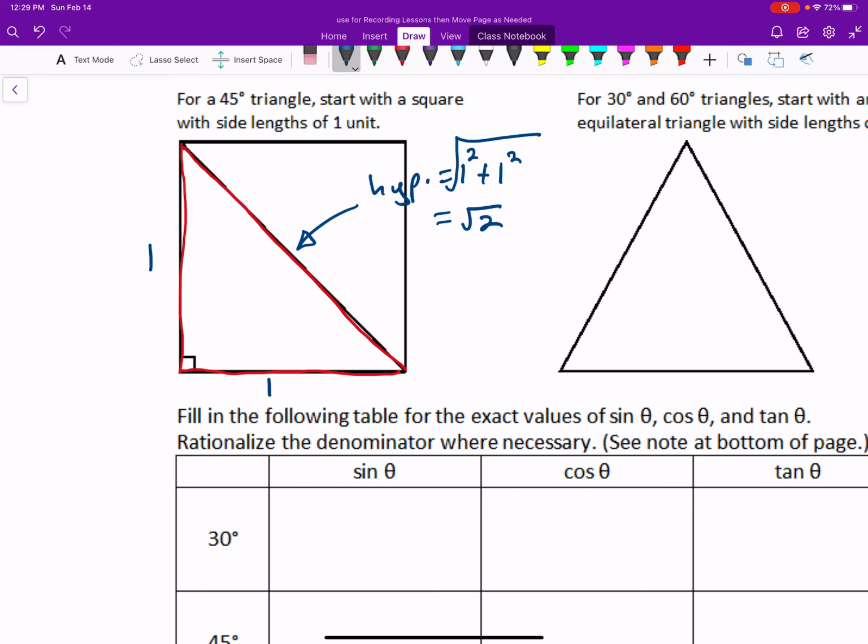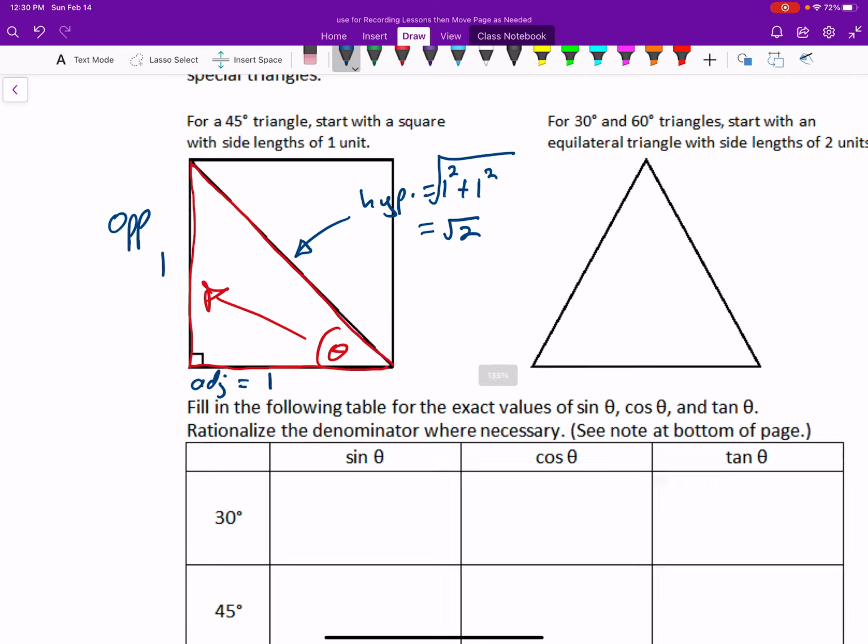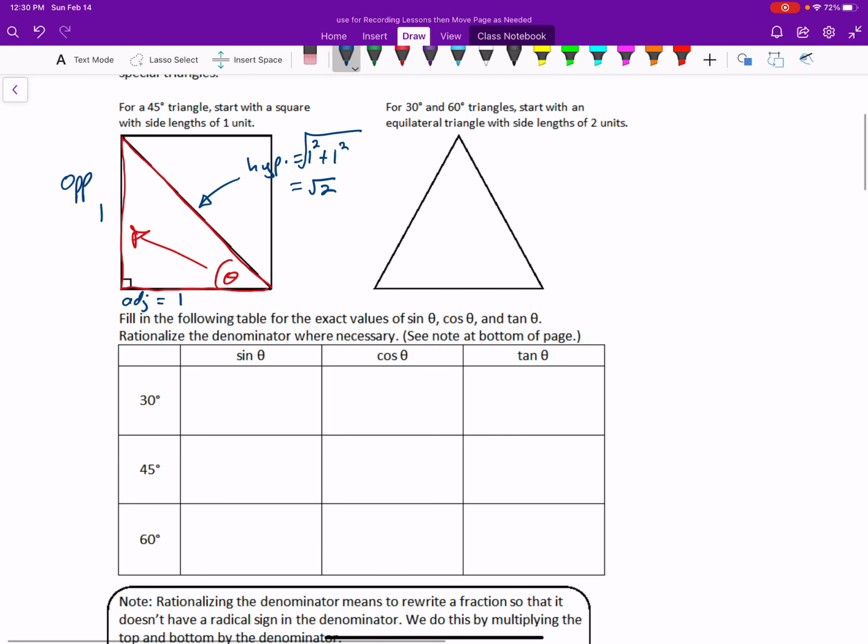So I know the hypotenuse for this triangle is root 2. Let's say that the angle, it doesn't matter which corner I put it in, but let's say the angle is down here. That would make this the opposite side. So the opposite side length is 1, and the adjacent side length is also 1. So based on that, I can make up some trig ratios for a 45 degree angle.